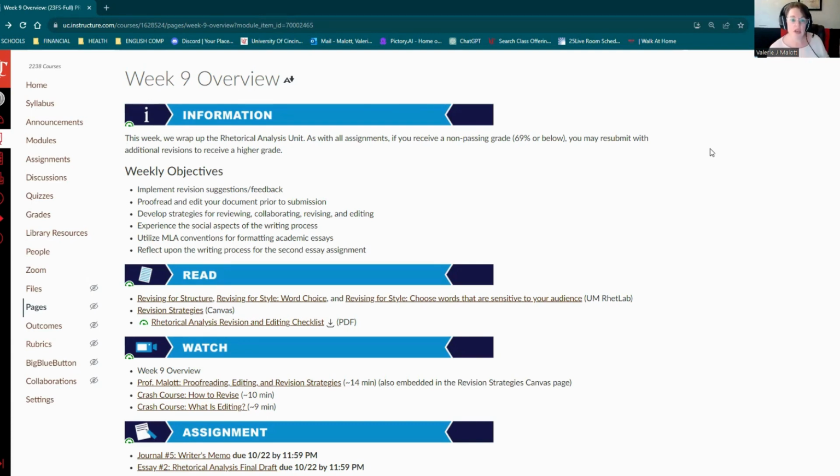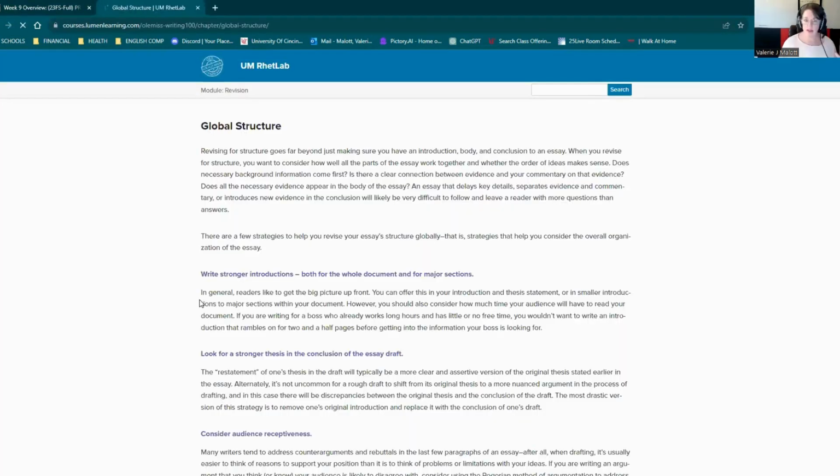So the readings this week all center on revision. I have three choices from the University of Mississippi Rhet Lab. The first is revising for structure. I'm going to open that up, just explain a little bit about it. This page is on global structure.